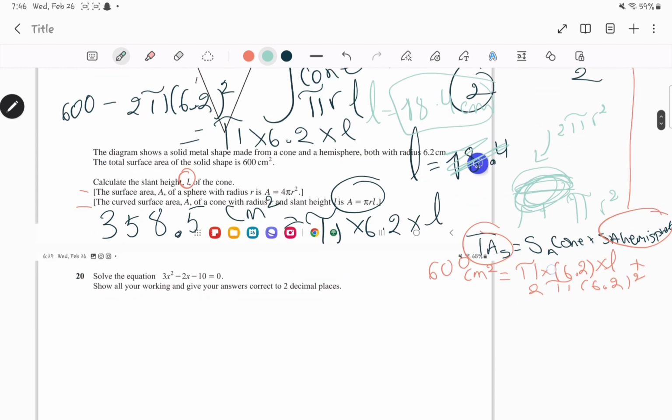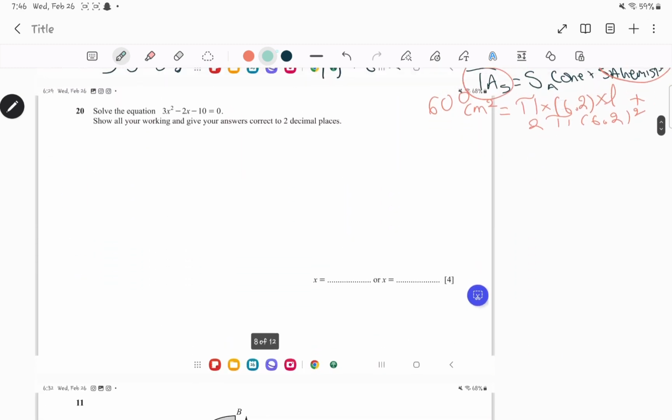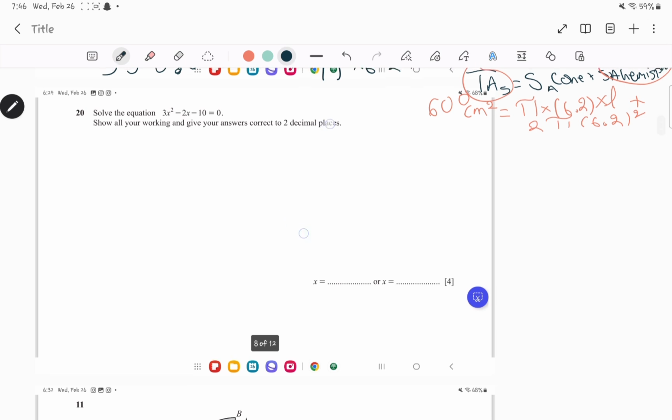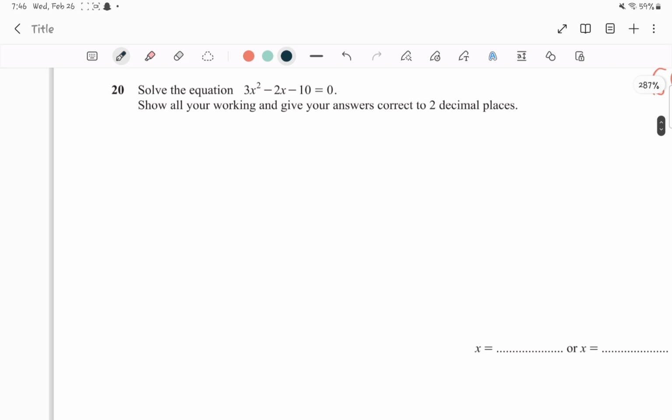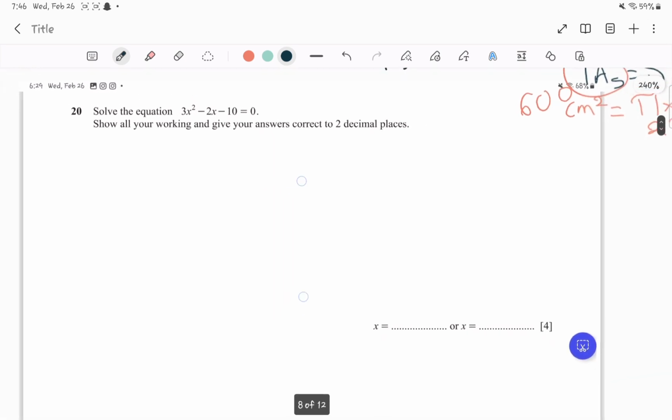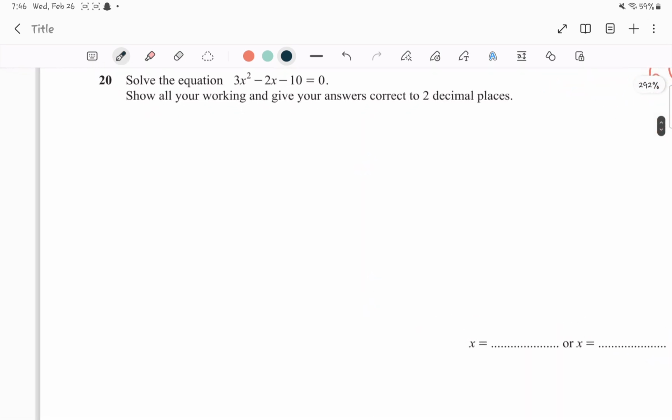Now that's it for the first question. We move on to the second question, which is a relatively easy question. You just need to solve this. They told you to solve this equation, show all your working, and give your answer correct to 2 decimal places. Very simply, you need to find the roots. To find the roots, we are going to use the discriminant. So remember, the discriminant is b squared minus 4ac.